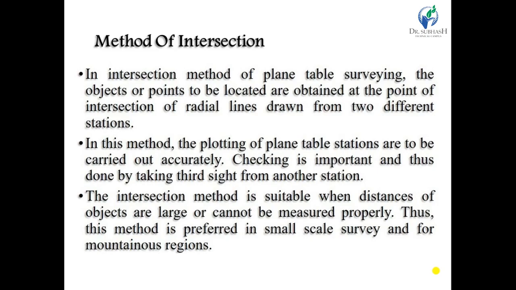In the method of intersection, if we are unable to measure the distance to a point due to inaccessibility, we directly plot that point using the method of intersection. This method is suitable when the distances to objects are large or cannot be measured properly. That is another benefit of the method of intersection.